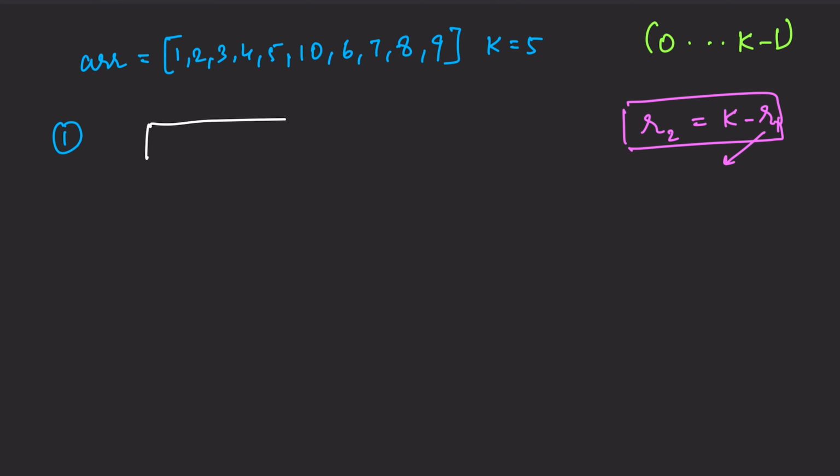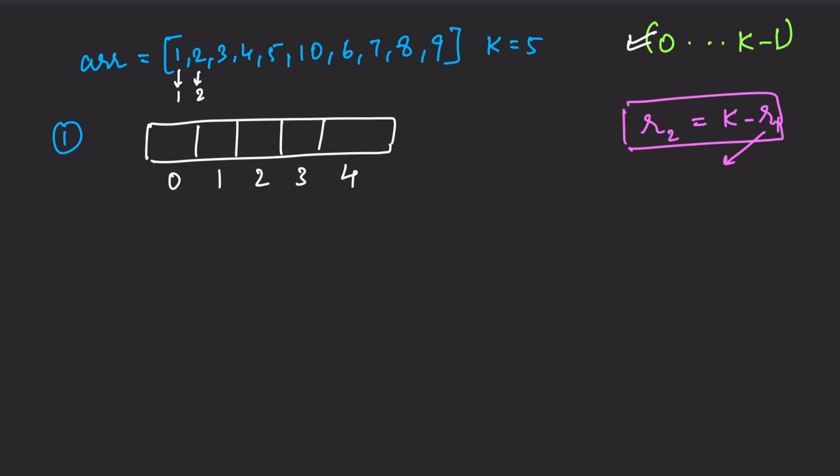So we create a count array. Let's take the same previous example where k is equal to 5, so the size of the array will be 5 and the range will be 0, 1, 2, 3 and 4, like we discussed, 0 to k minus 1. Now the first step is to find the remainder of each element with k. So we get 1, 2, 3, 4, 0, 0, 1, 2, 3, 4.